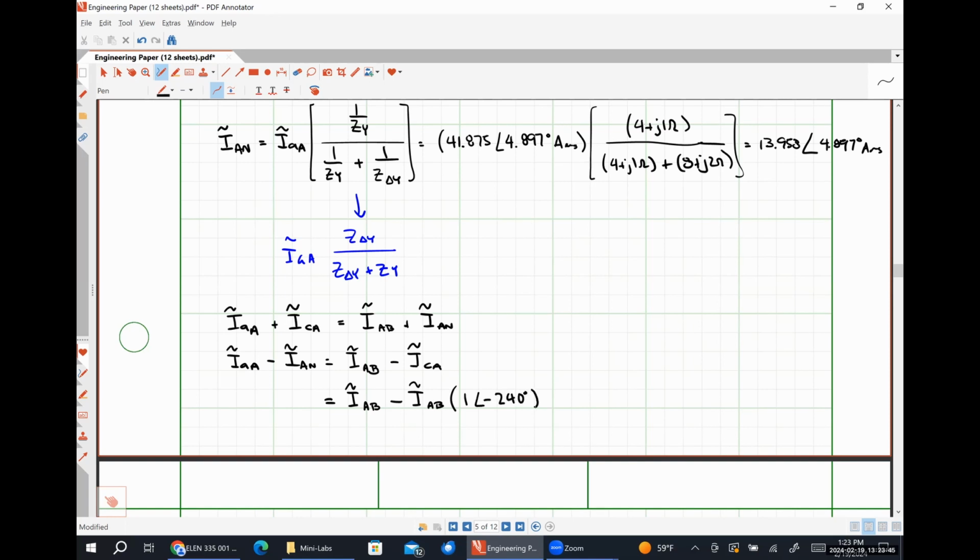So the B phase lags the A phase by 120 degrees. The C phase lags the B phase by 120 degrees. Combine those together and we get a negative 240 degree phase angle difference between the A phase and the C phase. So what is 1 minus 1 angle negative 240 degrees? Root 3 angle negative 30.